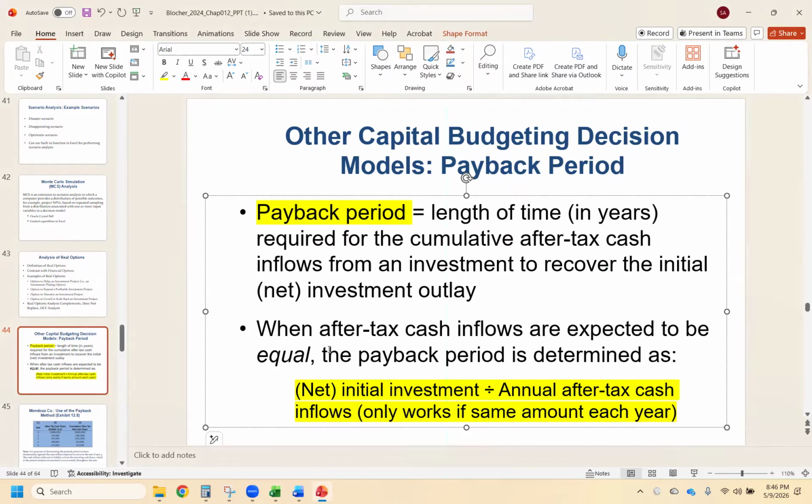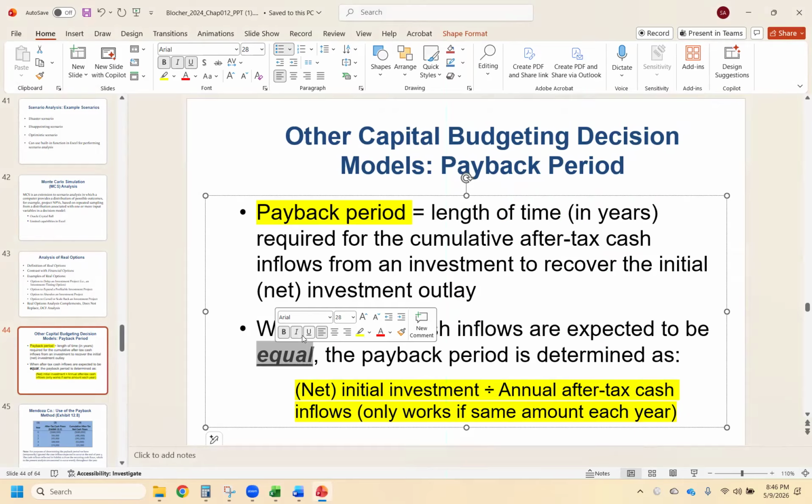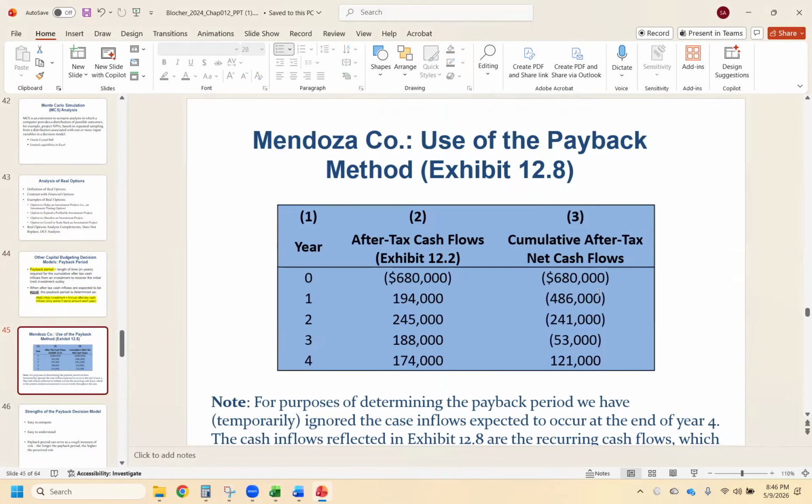And you can see it says when after-tax cash inflows are expected to be equal. That's the key. They have to be equal in order for that to work. Look here, so you can see that, oh, they've got a different after-tax number at the end there.